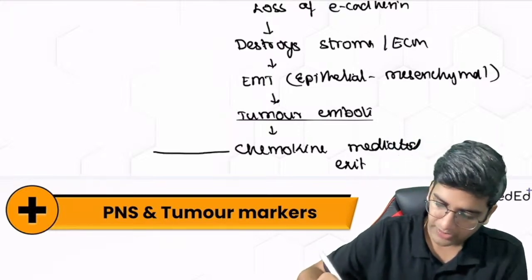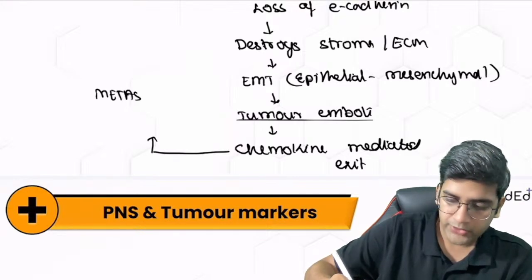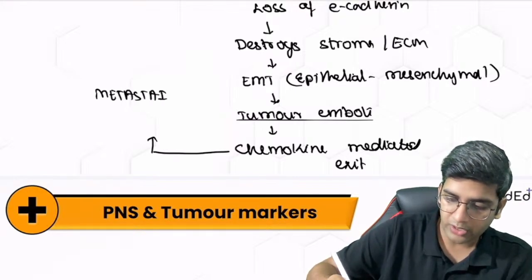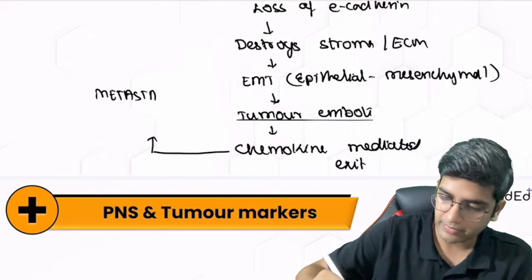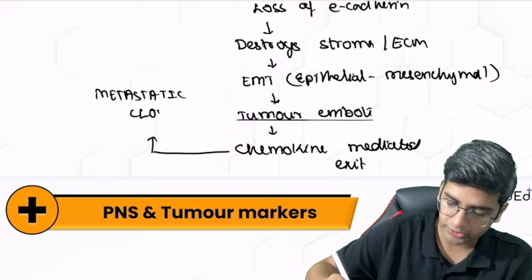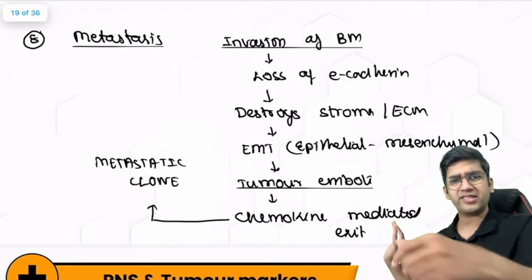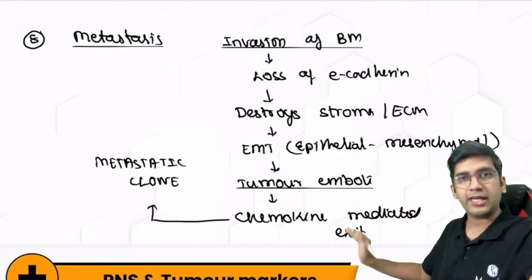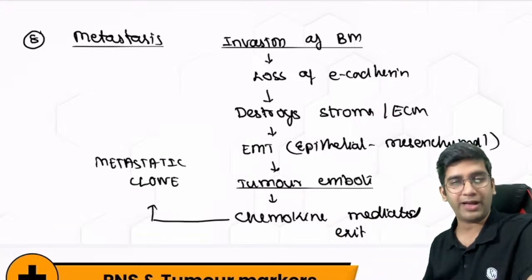And after that, it forms a metastatic clone. The metastatic clone goes to the organ in which it is involved, be it a lymph node or a distant metastasis in an organ. It forms a metastatic clone here. Okay? So in short, these are the steps of metastasis. Just 6 pointers. Again, this is a long answer where this is one of the parts.